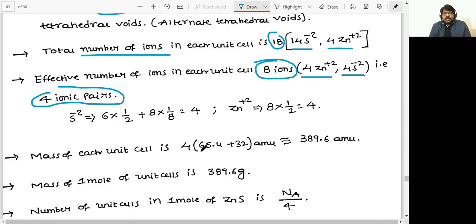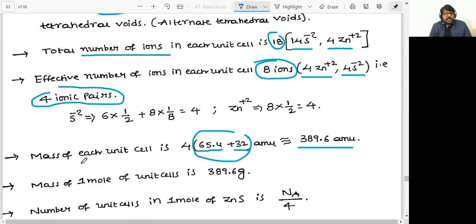The mass of zinc is 65.4 and the mass of sulfur is 32. It may be zinc or Zn2+, the mass is the same because electron mass is negligible, and it may be sulfur or sulfide, the mass is the same, that is 32. And there are 4 such ionic pairs. Hence, the mass of one unit cell of ZnS is 389.6 AMU.